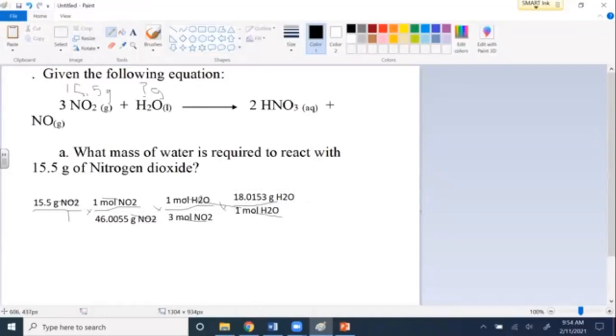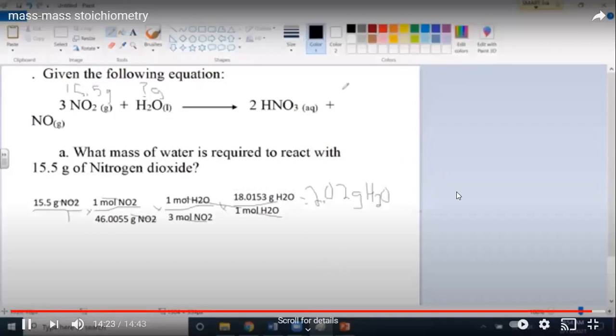So it would be 15.5 times 18.0153 divided by 46.055 divided by 3. I multiplied all the top together, and divided by all of the bottom. I put this in my calculator, and I know I need 3 significant figures. So it is 2.02 grams H2O, because that is what I have left in my fraction.